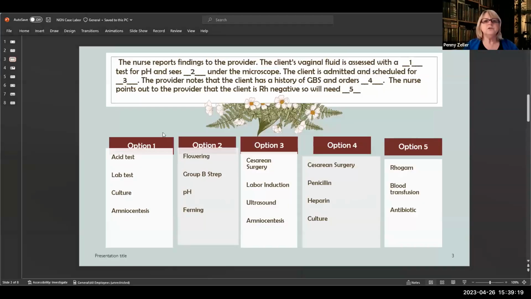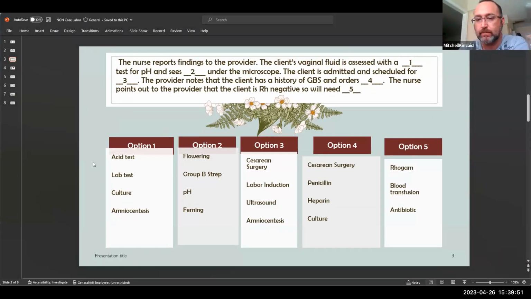All right. So here's another next gen style question. The nurse reports these findings to the provider. The client's vaginal fluid, she came in complaining about leaking. We need to assess if it is amniotic fluid or if it's urine. So we test it. What kind of a test do we use to test the pH?